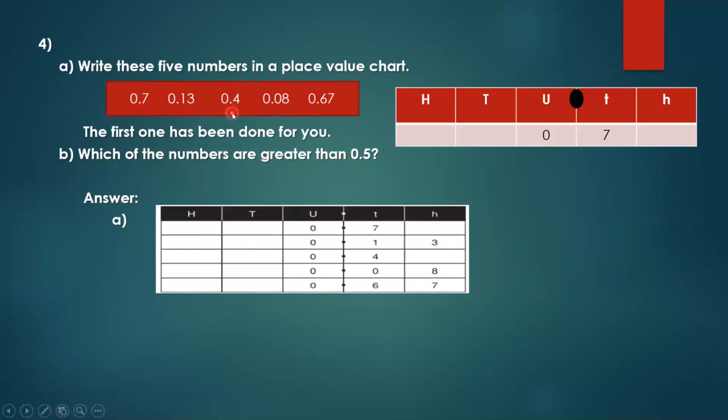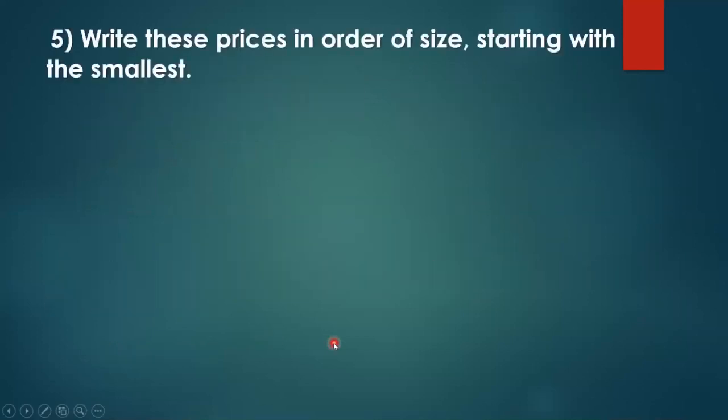0.4 is also less than 0.5. What about 0.08? If it is 0.8, it will be larger than 0.5. But now here it is 0.08, so it is too small compared to 0.5. What about 0.67? Yes, it's also greater than 0.5. So the answer for the B part is 0.7 and 0.67. Is this clear? Okay. Next comes our fifth question.